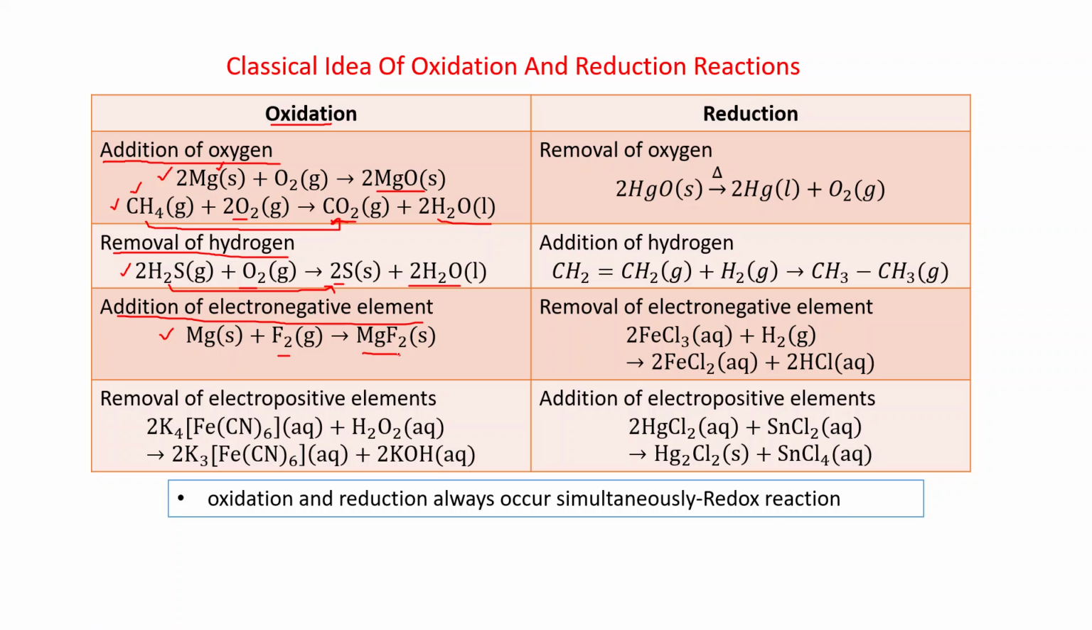Now we have discussed the removal of hydrogen, and in comparison to oxygen, hydrogen is an electropositive element. So we can extend this idea: removal of electropositive elements is also known as oxidation. See this reaction. This is K4FeCN6. When added to H2O2, this will convert into K3FeCN6 plus 2KOH. Now from K4 in the reactant, in the product this is K3. Potassium is removed, and potassium is an electropositive element. So in this reaction, K4FeCN6 is oxidized to K3FeCN6.